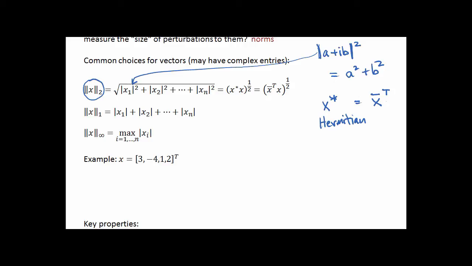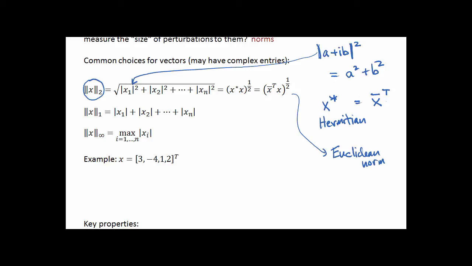So for a real entried vector, x star is the same thing as x transpose. And so it's the square root of the dot product of x with itself, if you want to think of it that way. Sometimes we call the 2 norm the Euclidean norm, because it's the same as what Pythagoras' theorem in 2 dimensions tells us is the length of a vector in the Euclidean sense.